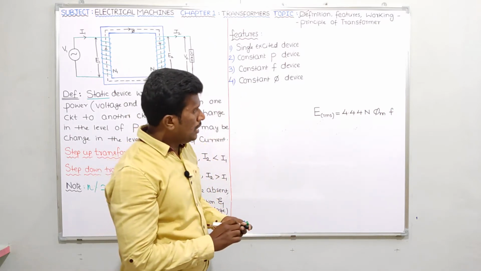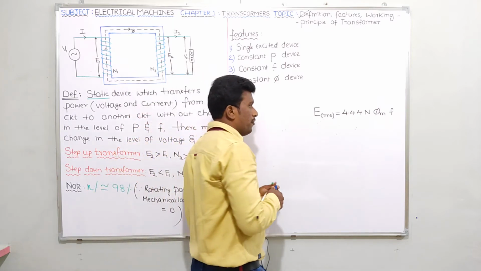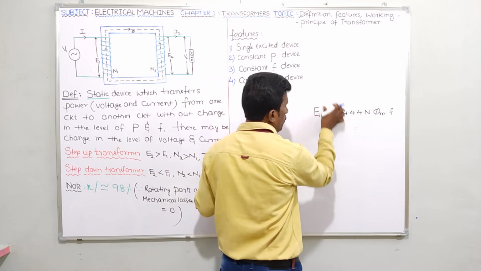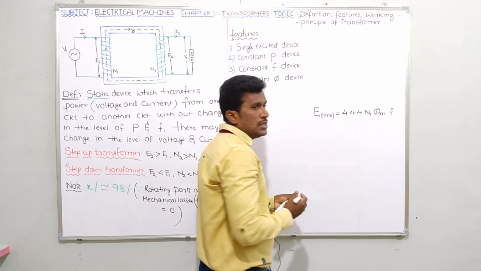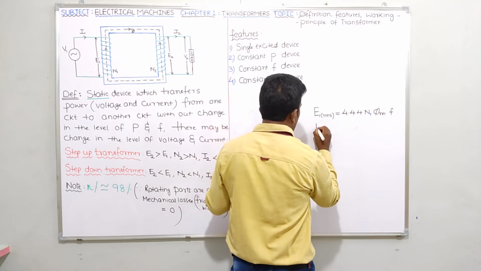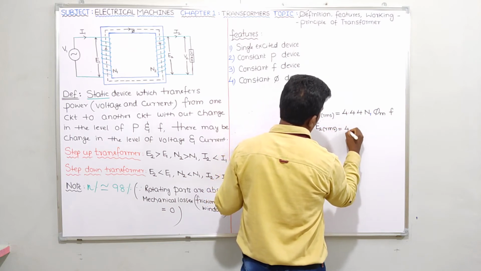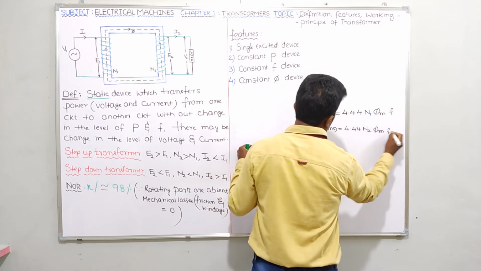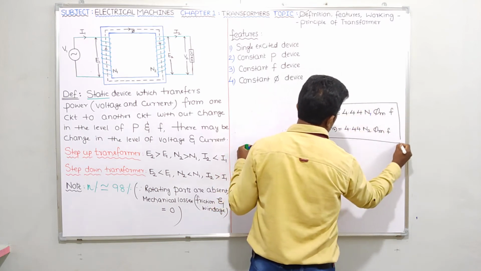See guys, suppose if you want the primary induced EMF value, you should write E1 RMS is equal to 4.44. How many number of turns in the primary side? N1. Similarly, if you want the secondary winding EMF value, RMS value, E2 RMS is equal to 4.44 N2 phi m into f. This is the RMS EMF values in primary side and secondary side respectively.